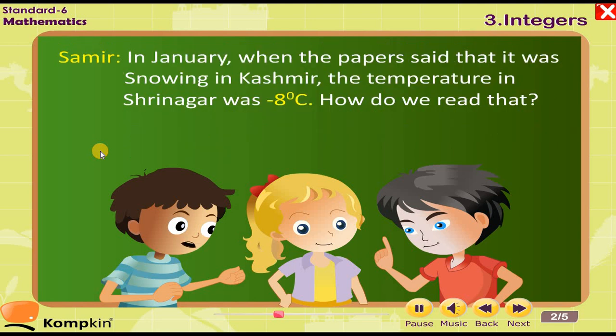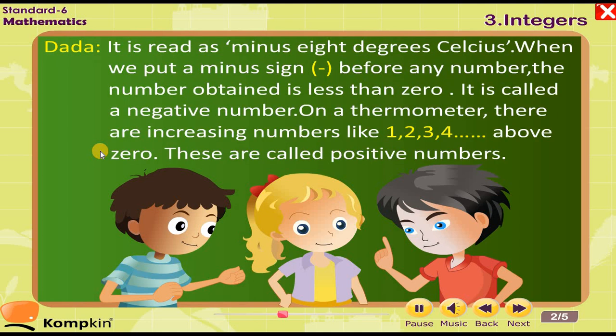Samir, in January, when the paper said that it was snowing in Kashmir, the temperature in Srinagar was -8 degrees Celsius. How do we read that? Dada, it is read as minus 8 degrees Celsius. When we put a minus sign before any number, the number obtained is less than 0. It is called a negative number.